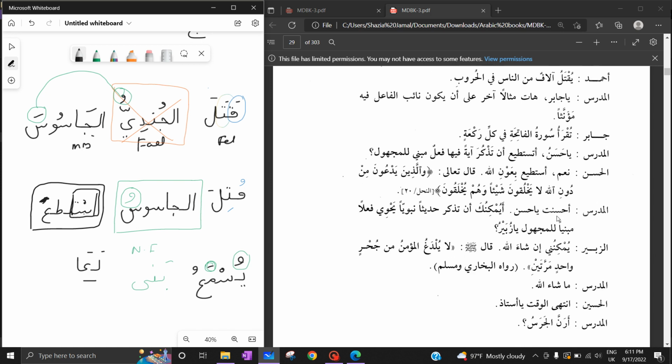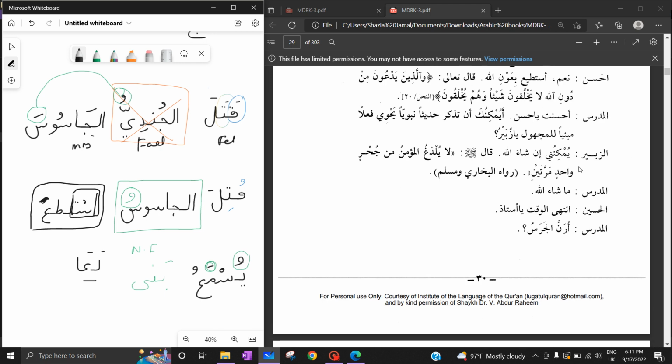Mudarris: ahsanta ya Hasan, yumkinuka, is it possible? Yumkinu, mumkin, we say in Urdu mumkin, is it possible? It comes from this verb amkana, yumkinu. An tadhkura hadithan nabawiyan means the hadith of Prophet sallallahu alaihi wasallam, yahwi fa'lan mabniyan lil majhul, ya Zubair. Zubair says, yumkinuni, it is possible, insha'Allah.